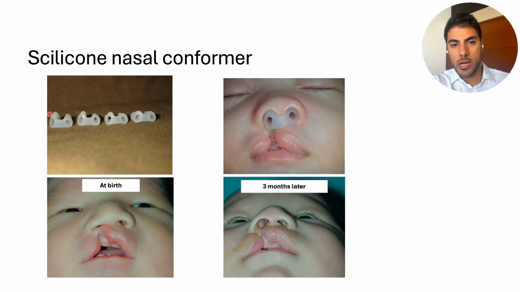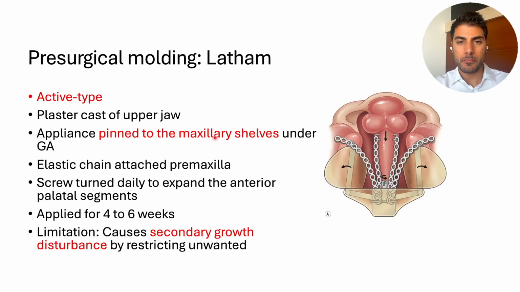So this is the nasal conformer. We can see it in the nose. What it does, basically, it will mold the nose. So this is an example of a nostril at birth, and 3 months later before surgery, how it's beautifully molded. As for the presurgical molding device, the active one, which is called the LATAM, so this is the active type.